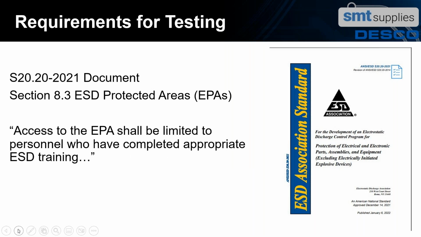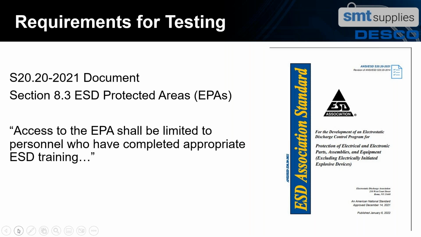Okay, I talked about this. Access to the EPA, or the electrostatic protected area, should be limited to personnel who have completed appropriate ESD training. And that's not necessarily what we're doing today. That's about the assembler, the people actually working in that area, having some kind of basic ESD training about knowledge of ESD control.